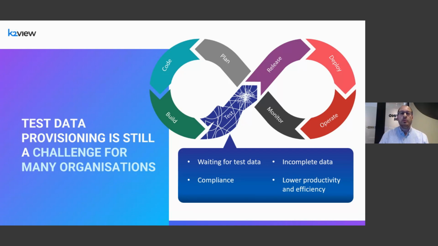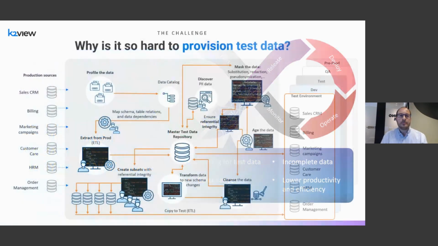And the way it normally works is that testers submit a request for test data where they list exactly which test data they need. And then DevOps teams will work on finding that data and preparing it and cleaning it up and getting it ready, getting it compliant with privacy regulations. But many times that test data arrives to the testing teams incomplete. And while they're waiting for the test data to arrive, their productivity is impacted and their efficiency is low.